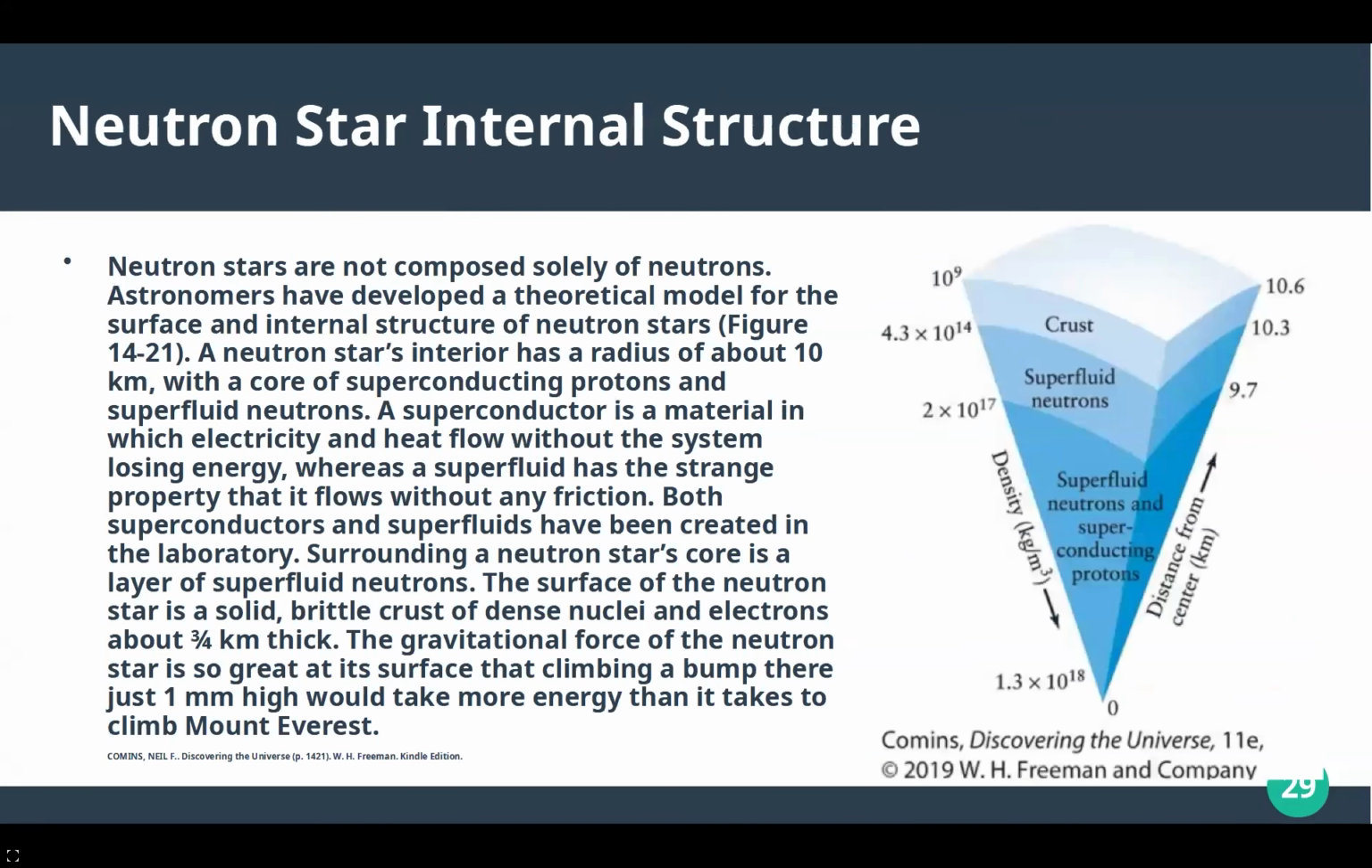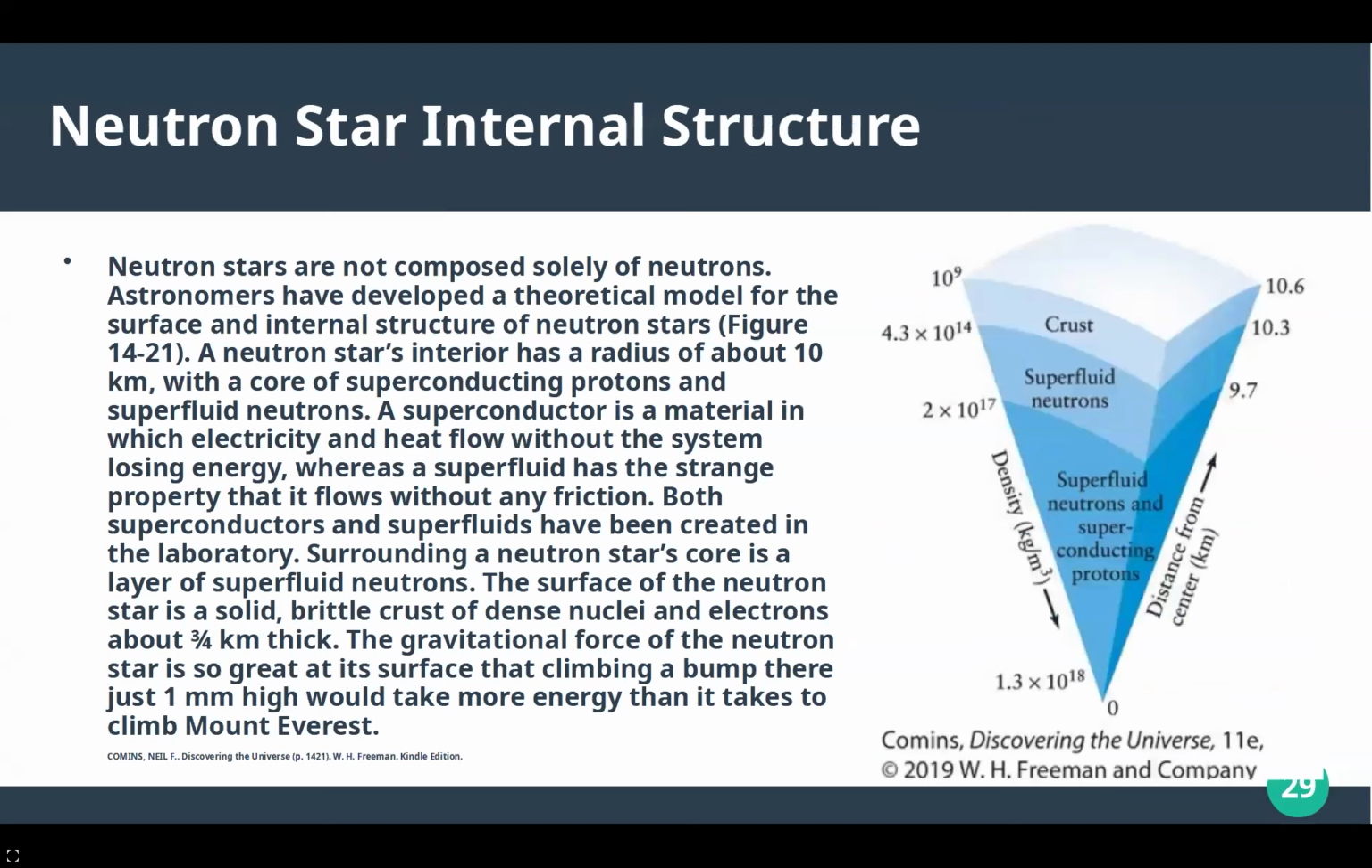Neutron stars are not composed solely of neutrons. Astronomers have developed a theoretical model for the surface and internal structure of neutron stars. A neutron star's interior has a radius of about 10 kilometers, with a core of superconducting protons and superfluid neutrons. A superconductor is a material through which electricity and heat flow without the system losing energy, whereas a superfluid has a strange property that it flows without any friction. Both superconductors and superfluids have been created in the laboratory.